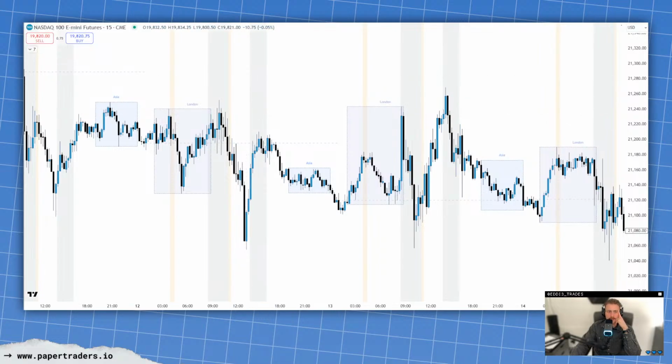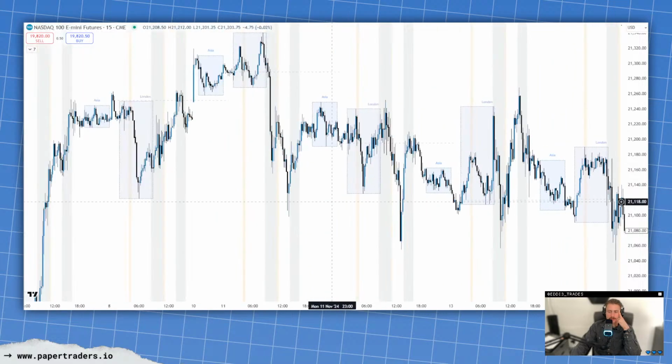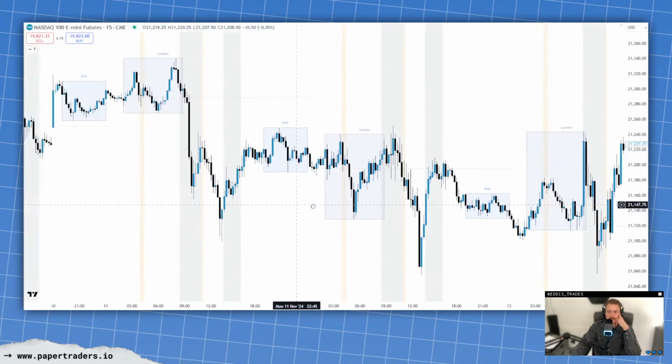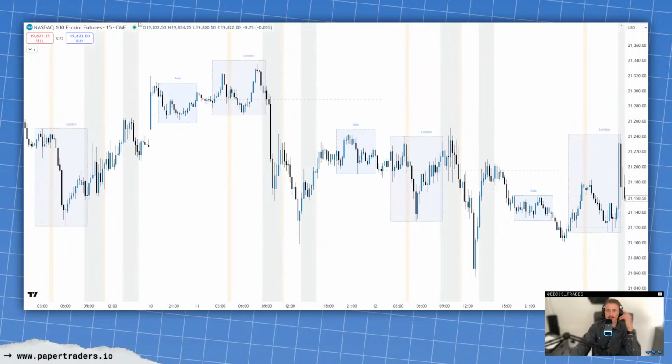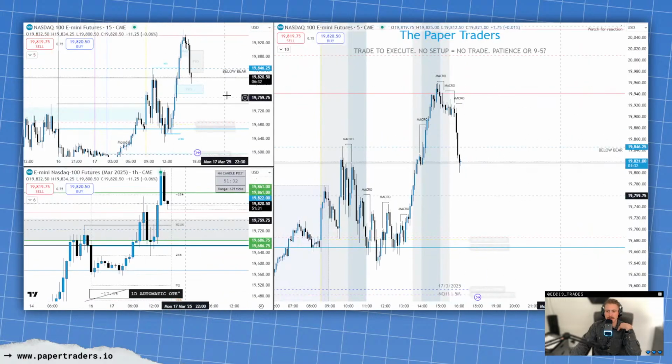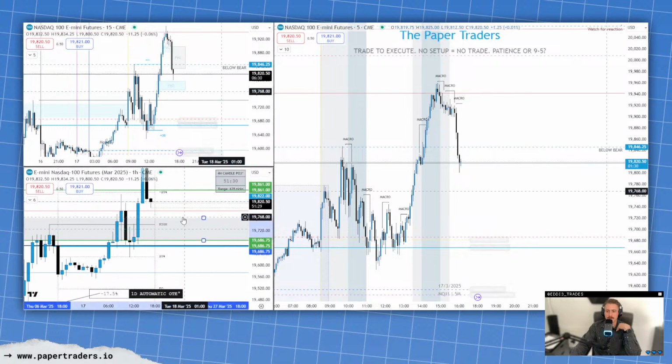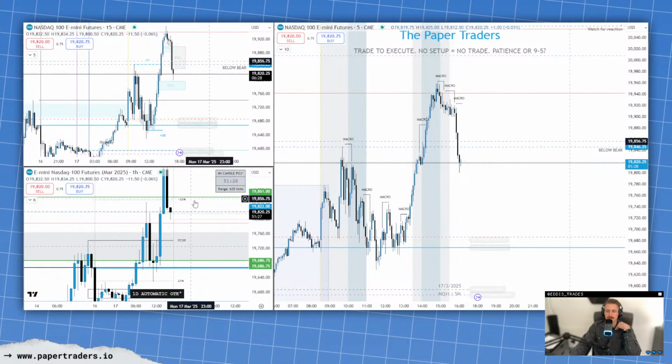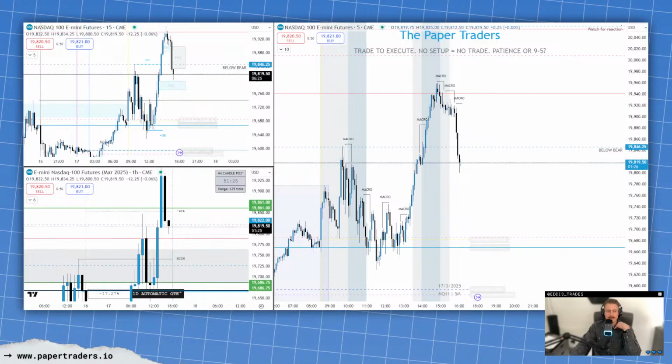Order blocks, breaker blocks, that's going to come later. Read about them, familiarize yourself with them, but don't get too caught up in trying to find the perfect one. At least from my perspective. I'm no financial advisor, no analyst, but I would say that's the thing that I focused on first. That's helped me tremendously.